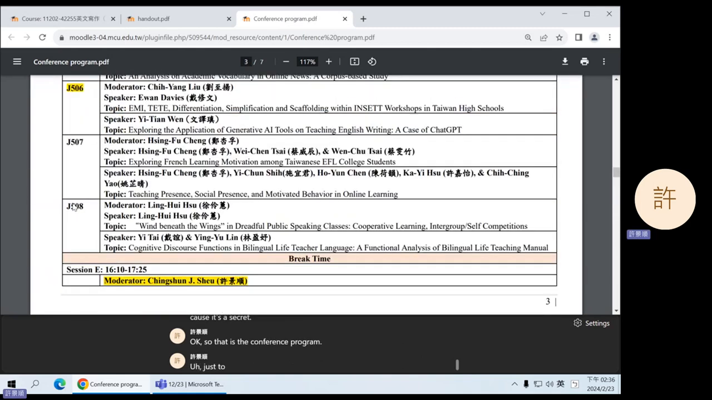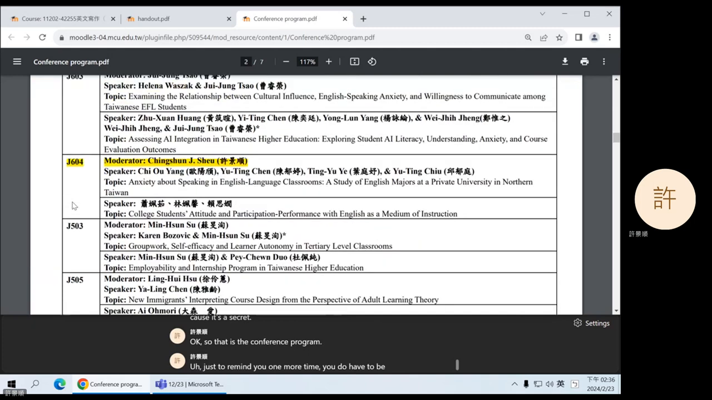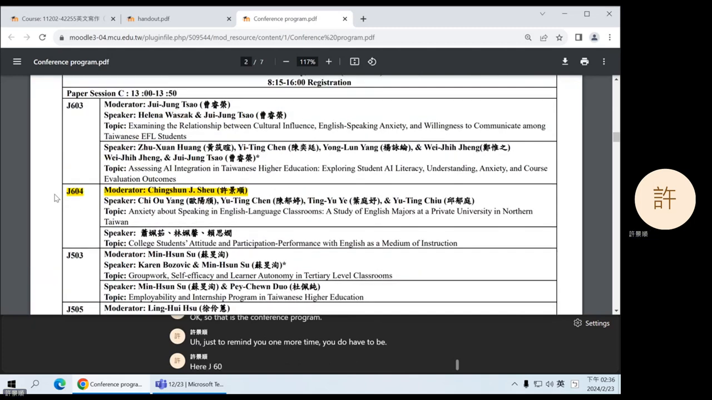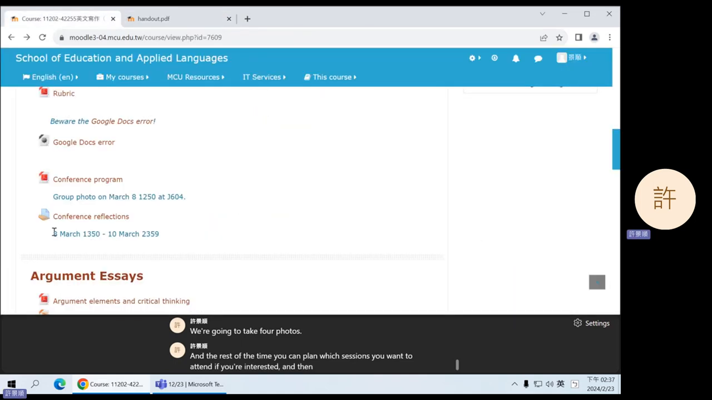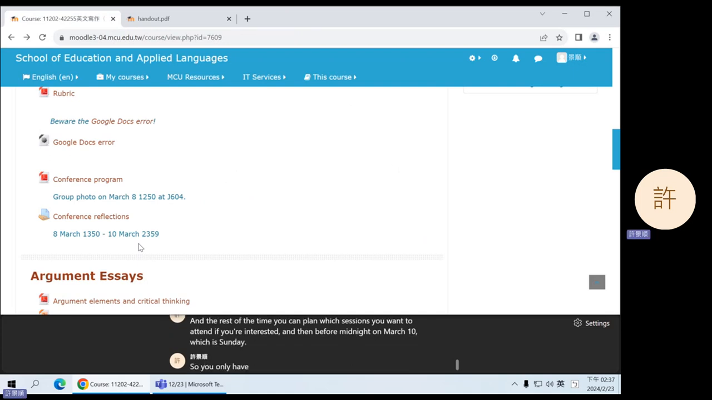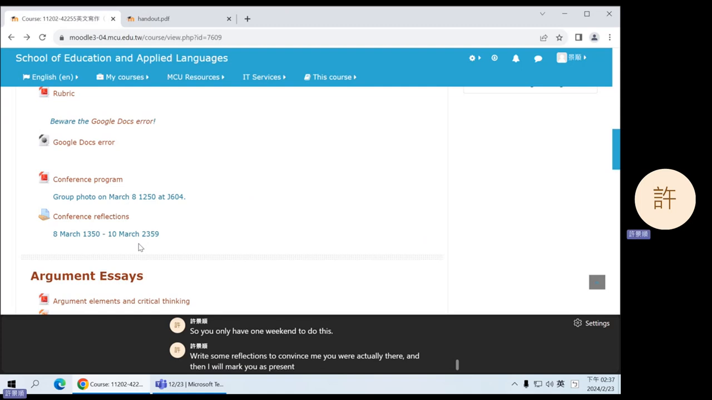Just to remind you one more time, you do have to be here, J604, on Friday, March 8th, 12:50, to take a photo. Actually, I have to have four photos. We're going to take four photos. And the rest of the time, you can plan which sessions you want to attend if you are interested. And then before midnight on March 10, which is Sunday, so you only have one weekend to do this, write some reflections to convince me you were actually there, and then I will mark you as present. Questions?